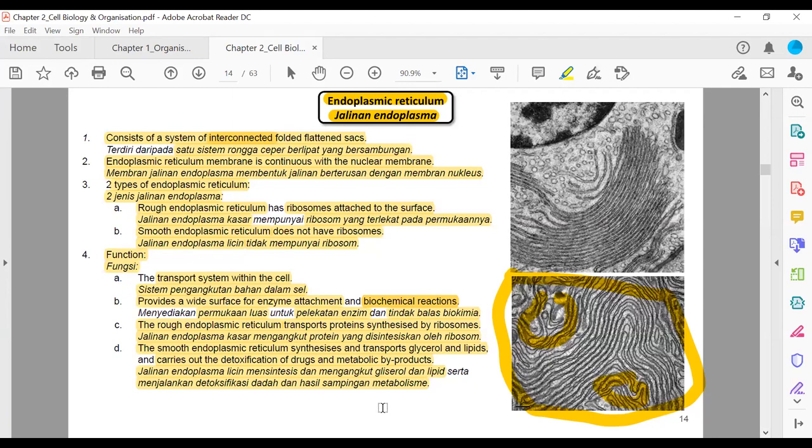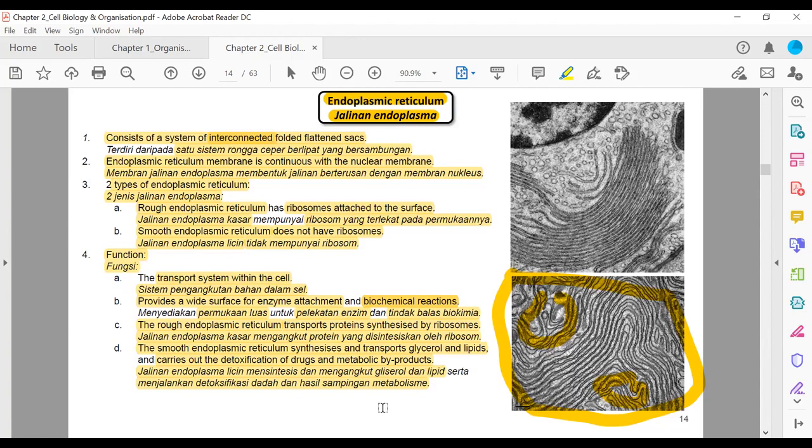So, smooth endoplasmic reticulum, ataupun jalinan endoplasma licin, fungsinya ialah, dia kata yang pertama, synthesize and transport glycerol and lipid. Mensintesis maksudnya menghasilkan dan mengangkut glycerol dan lipid. Maknanya SER adalah tempat di mana lipid dihasilkan. Apa maksud lipid? Lemak, fat. So SER is the place where fat or lipid is produced.